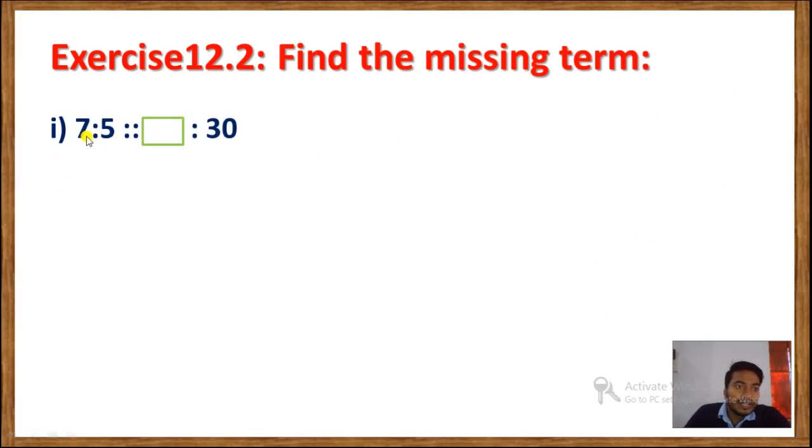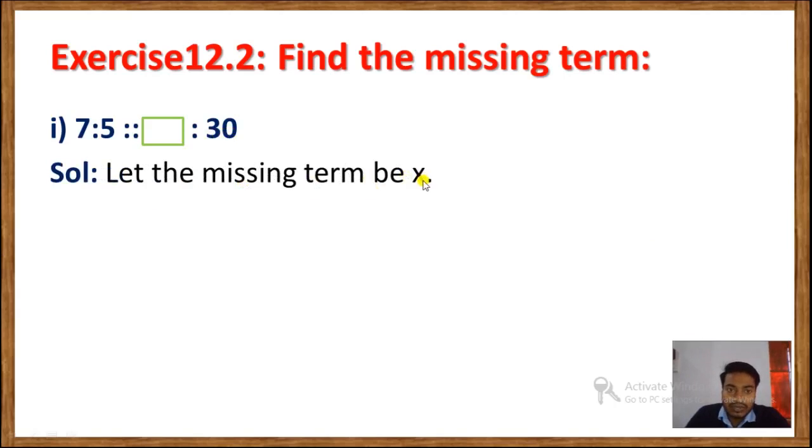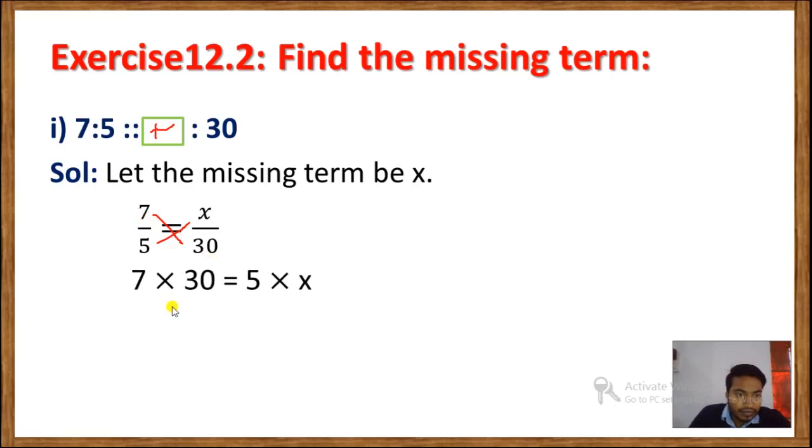Next question: 7 is to 5 as dash is to 30. So the same way, let the missing term be x. Then you write in fraction 7 by 5 equal to x by 30. Now do cross multiplication. That means 7 into 30 equal to 5 into x.